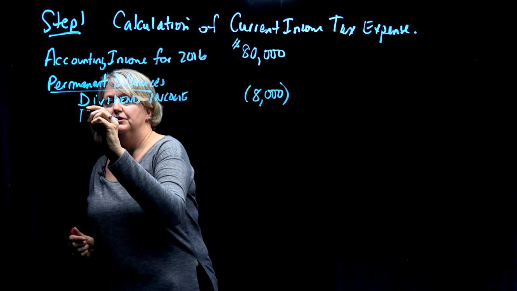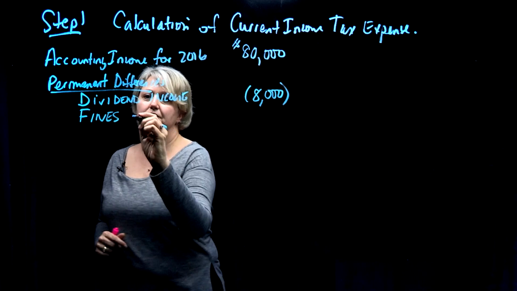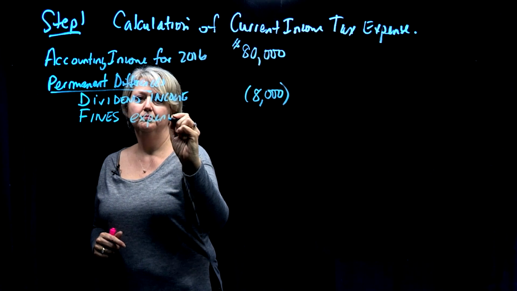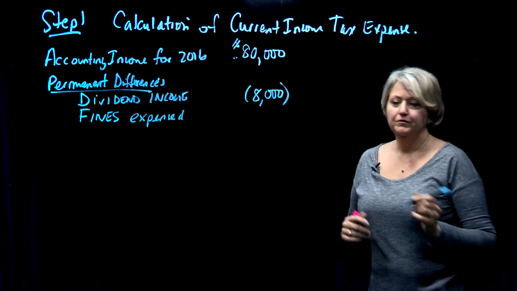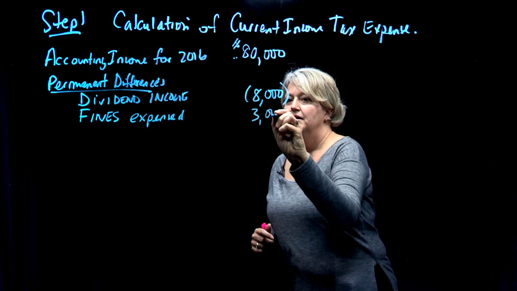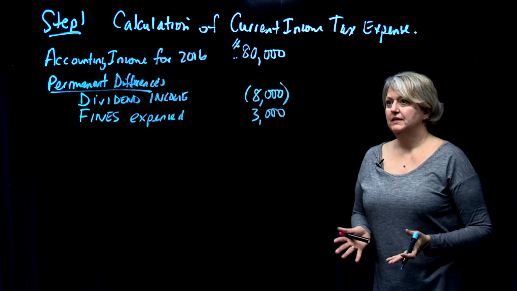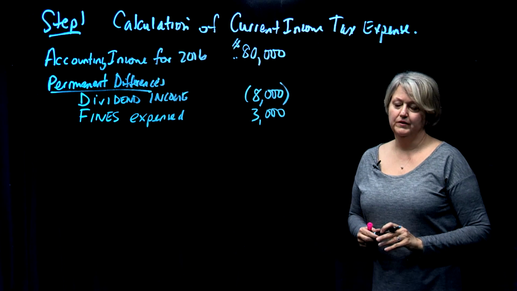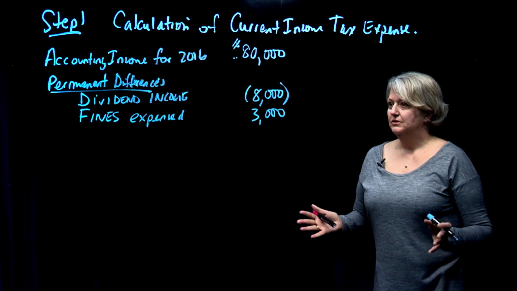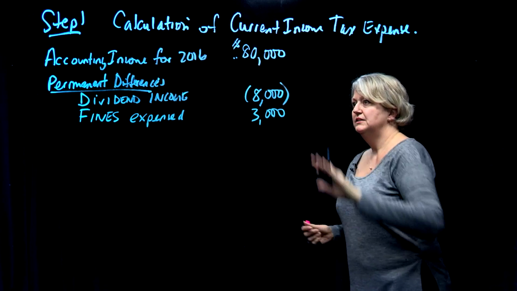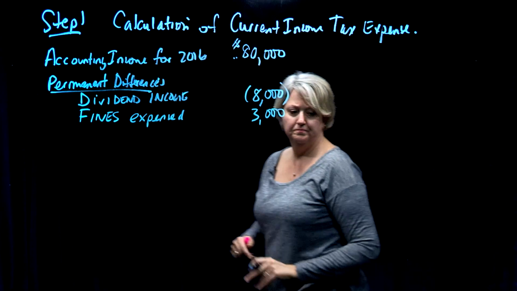Another item that is considered a permanent difference is fines that we expensed. So we paid some fines and we expensed them in this $80,000 this year, and they were for $3,000. And the tax law says that you are not allowed to expense them for taxes anyways. You can't deduct those $3,000 worth of fines. It's a legitimate business expense because you did pay it, so it's okay that it's subtracted in the accounting income, but it's not okay for calculating your taxes owing, so you add it back.